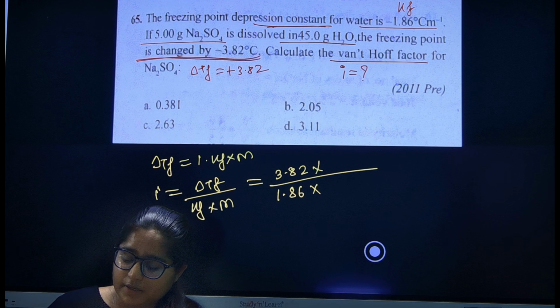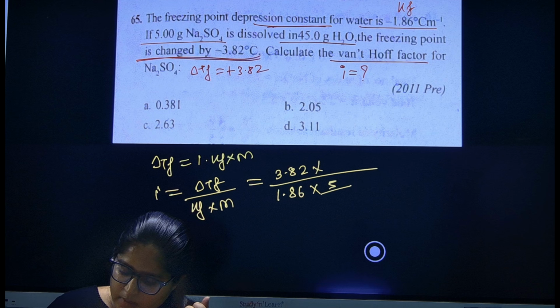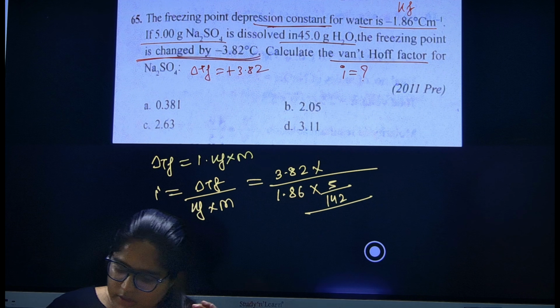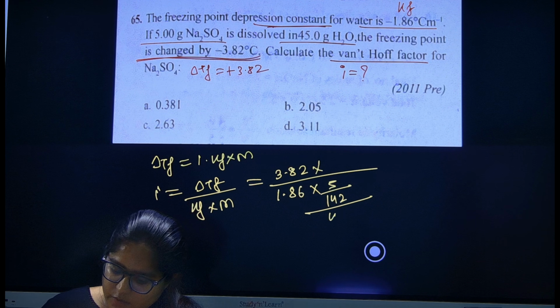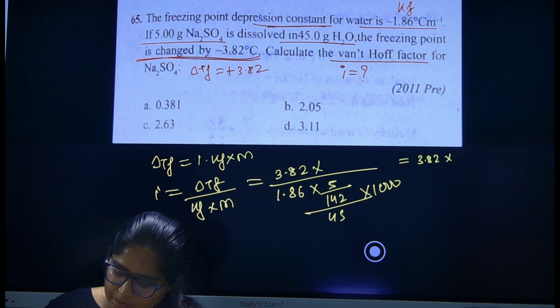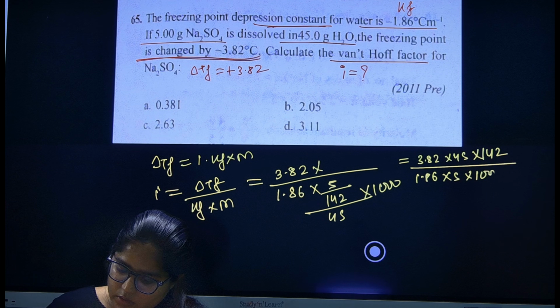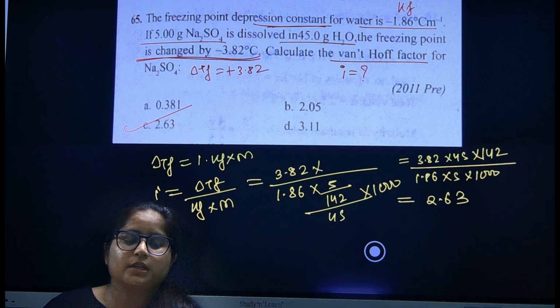Molality, how to calculate molality? Given mass by molar mass. So given mass of solute 5 by molar mass of Na2SO4, which is 142, whole divided by mass of solvent 45 into 1000. When you shift it to the upper side, it will come 3.82 into 45 into 142 divided by 1.86 into 5 into 1000. So it will come 2.63. What will be the answer? Option number C will be the right answer.